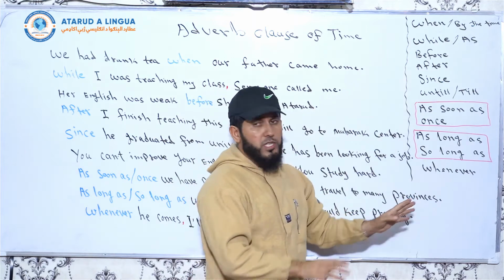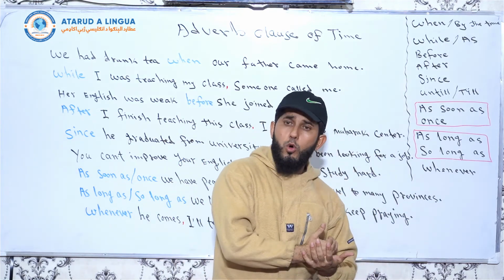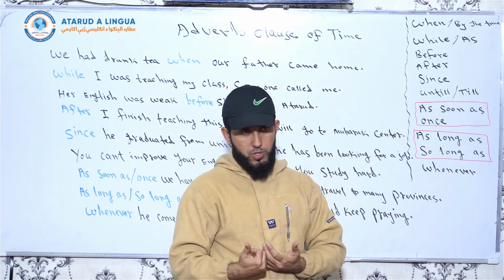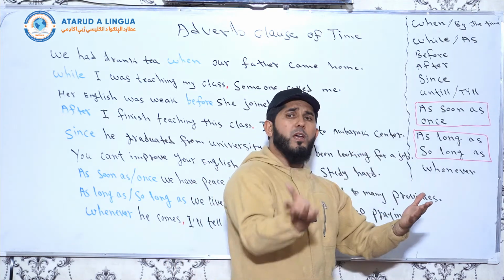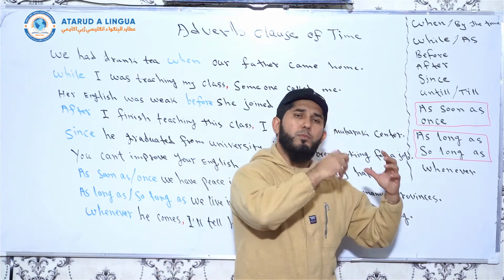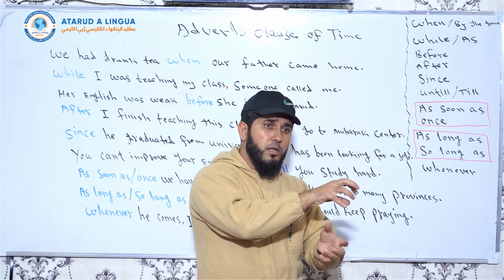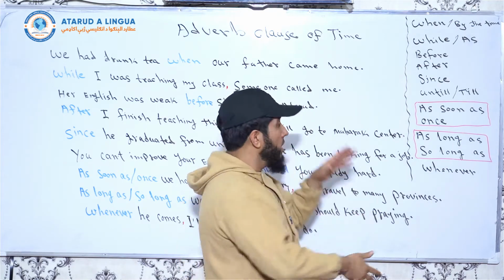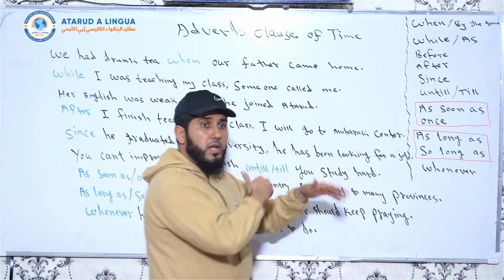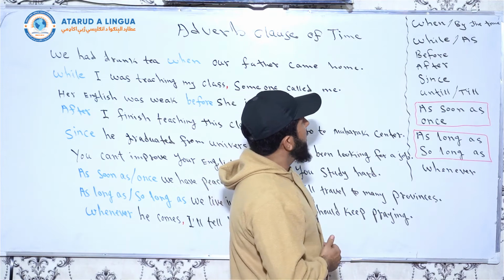So some of these words have double functions. They can function both as conjunctions or as prepositions, okay? If they are followed by subject plus verb, they function as conjunctions. If they are followed by objects, like object nouns or object pronouns, then they function as prepositions. And while explaining these examples, I'm going to specify that. I'm going to clarify that point.